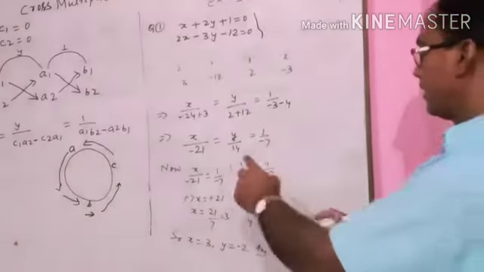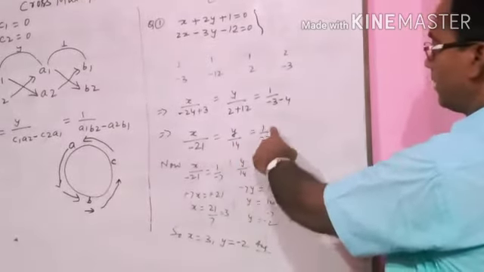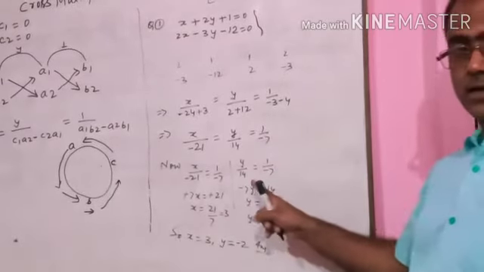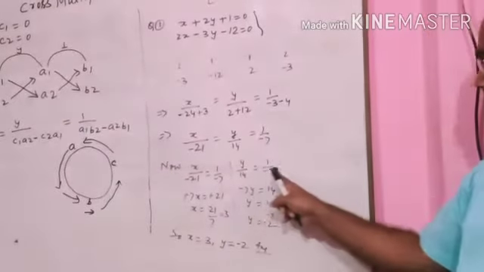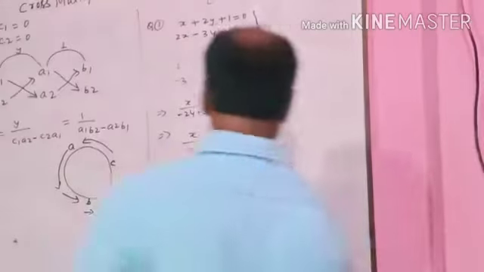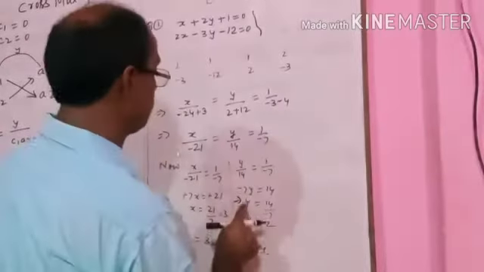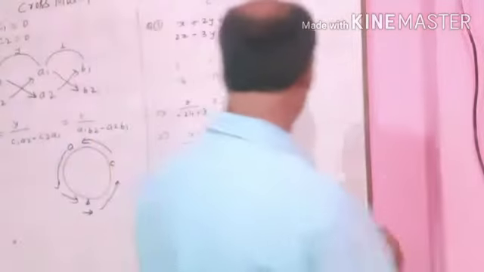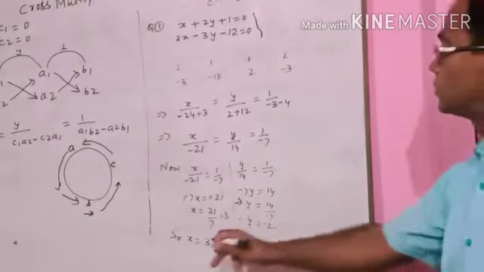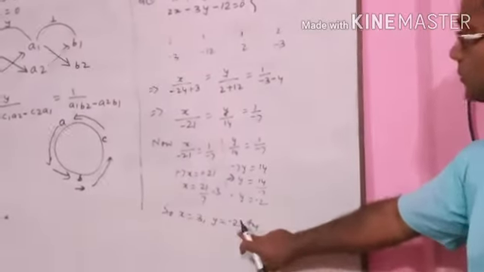In the same way, you have to compare y by 14 equal to 1 by minus 7. Now students, cross multiplication gives minus 7y equal to 14, so y equal to 14 divided by minus 7, so y equal to minus 2. So students, x equal to 3 and y equal to minus 2.